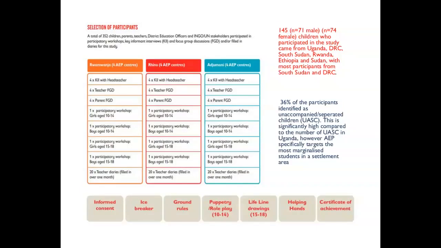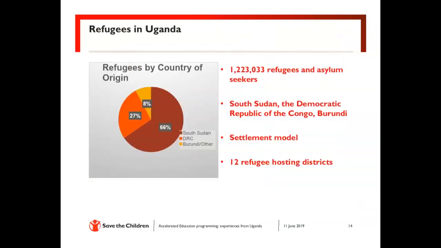So let me advance the slide. I want to give a little bit of context of the situation in Uganda before we dive more specifically into the primary education space, and then where AEP and the result of this research is situated. Within Uganda, there are over 1.2 million refugees and asylum seekers as of February 2019. This makes it Africa's largest refugee hosting country.